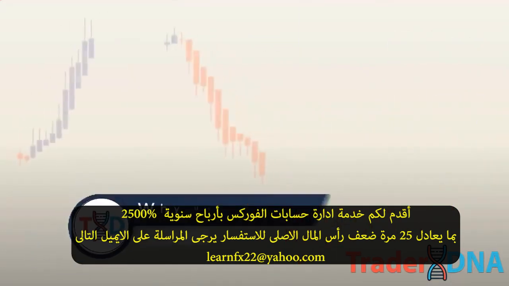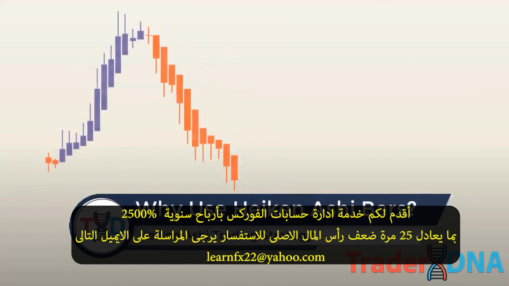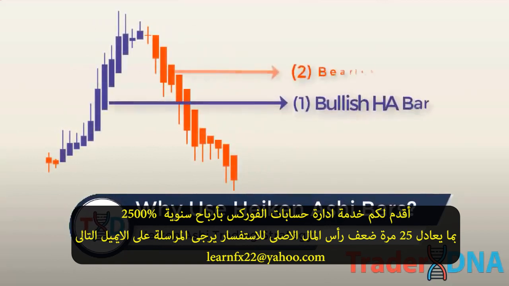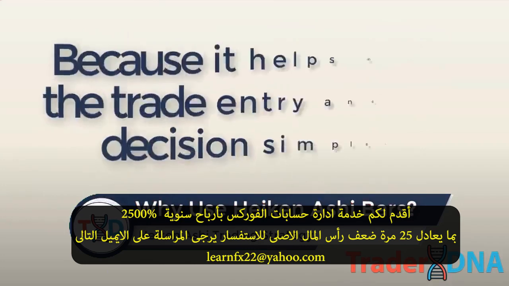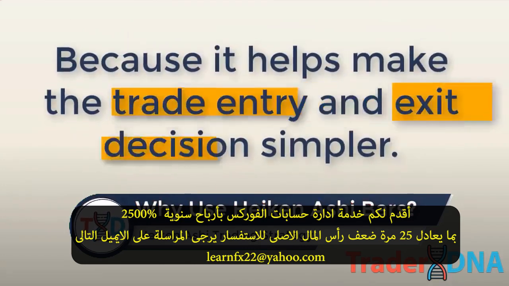Why use Heikin-Ashi bars? Now that you know what Heikin-Ashi bars are and you know the 3 different types of Heikin-Ashi price action patterns, the question you might be asking right now is, why use the Heikin-Ashi bars for our trading? And the answer is because it helps make the trade entry and exit decision simpler.